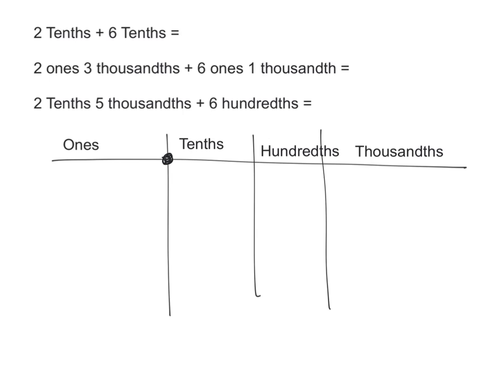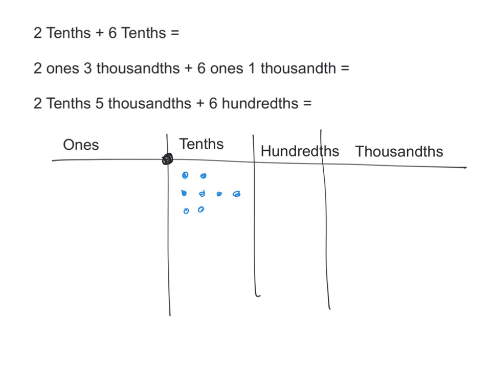Now, in this first problem, I have 2 tenths plus 6 tenths. So what I'm going to do is draw 2 tenths in the tenths column. And then how many tenths do I have to add to it? 6. So I'm going to draw 6 more. 1, 2, 3, 4, 5, 6.